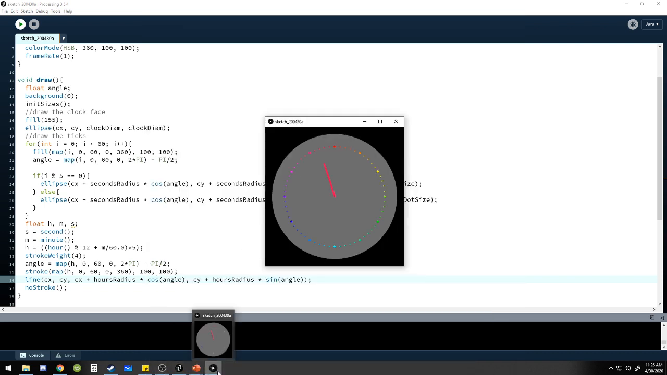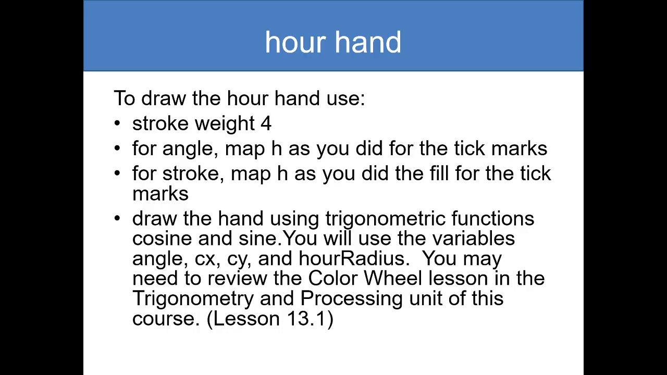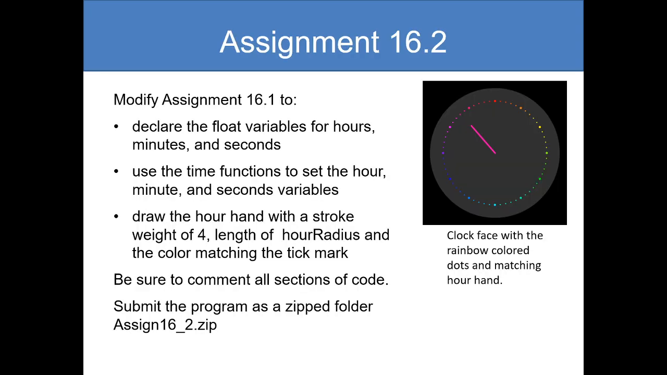So what we actually did most, if not all of this already. We declared float variables for hours, minutes, and seconds. We used the time function to set the hour, minute, and seconds variables. We drew the hour hand with a stroke weight of 4. We did a length of the hour radius, and the color matches the tick mark.